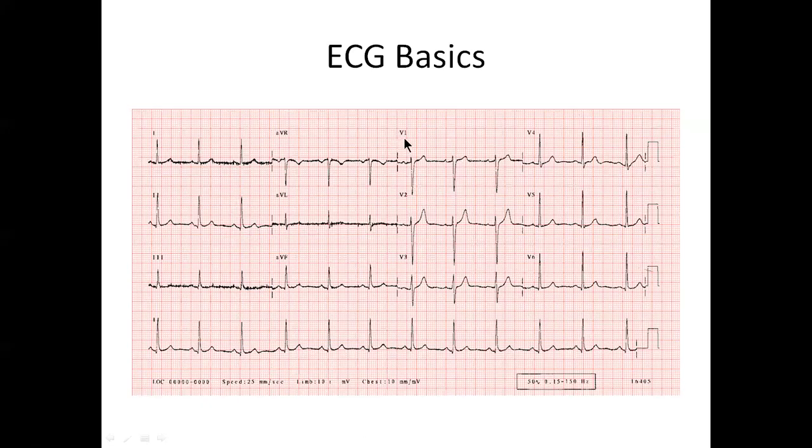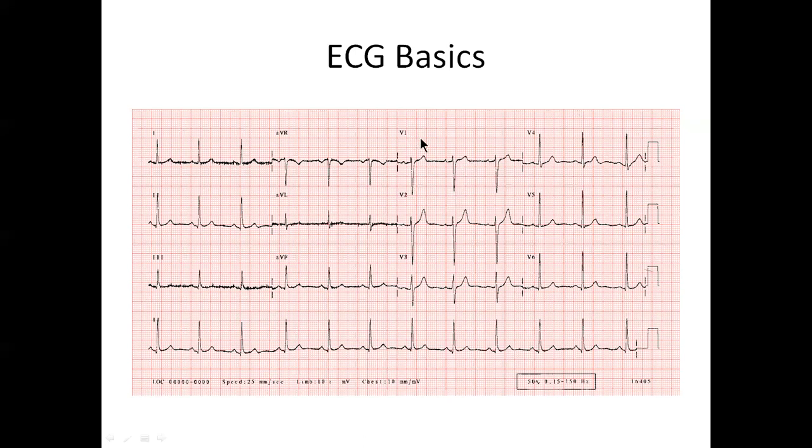Now, let's look at lead V1. Again, you see the little blip, that's the P, and then this would be the PR, and then the first upward is an R, and then down after that would be the S, and next you have the T.